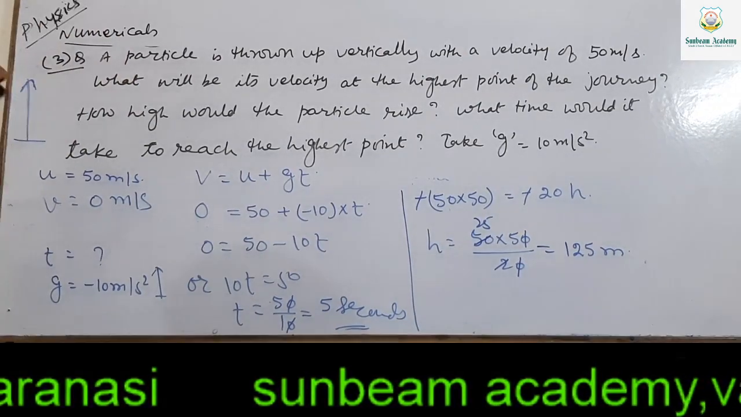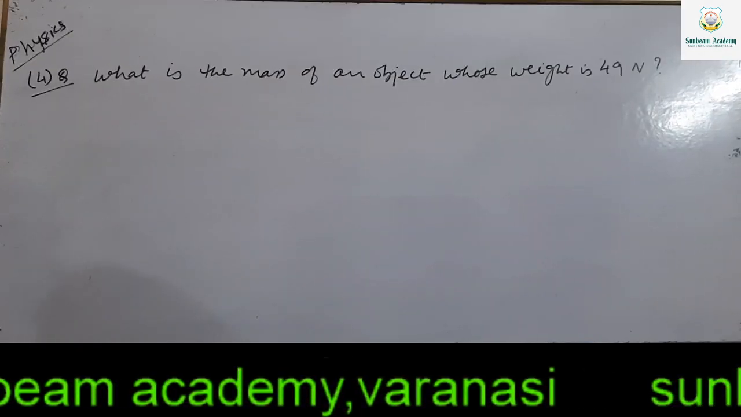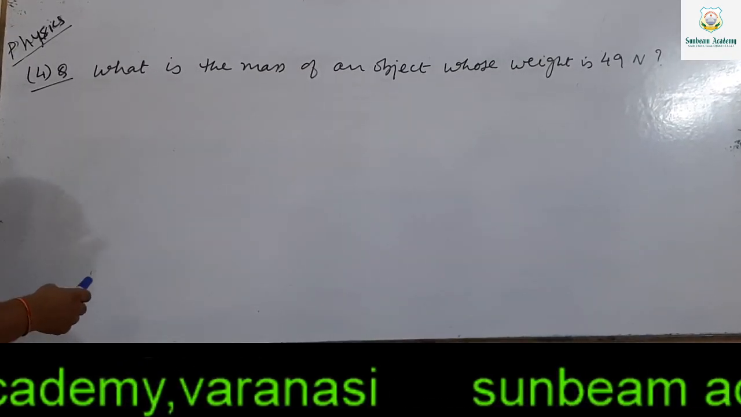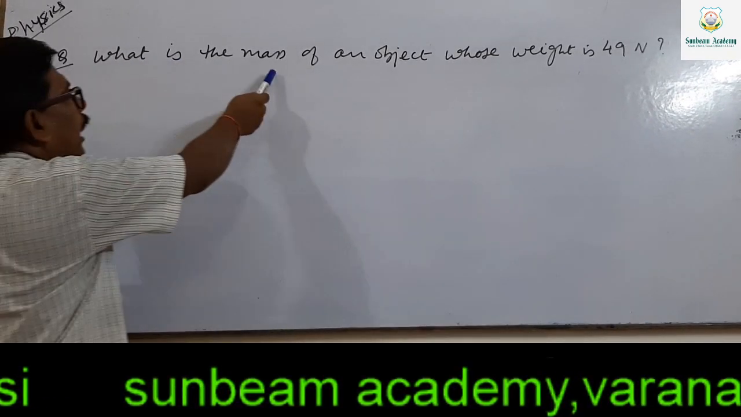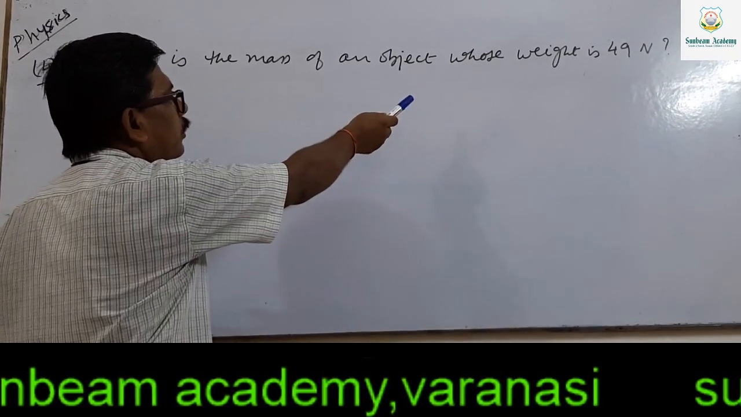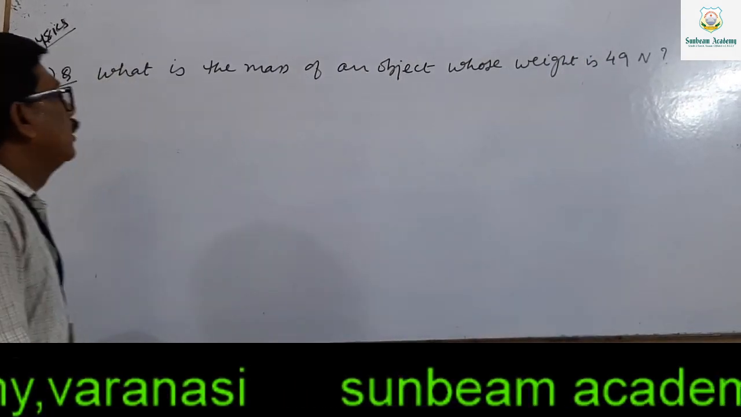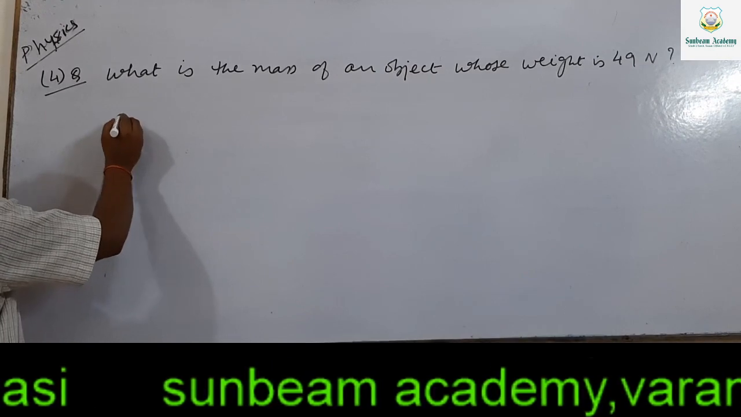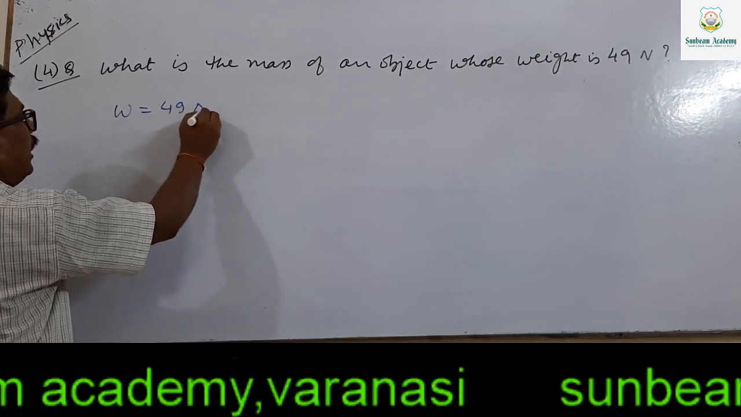Now let us see the next numerical. What is the mass of an object whose weight is 49 Newton? Here what is given? W, weight is given as 49 Newton.